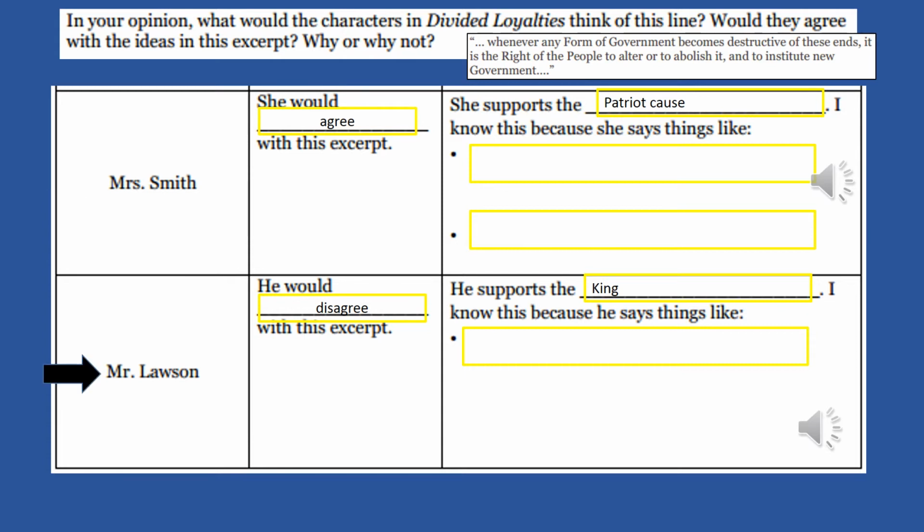Mr. Lawson. He would disagree with this excerpt. He supports the king. I know this because he said things like blank, and you would go back to the text where Mr. Lawson was in the Barton store, and you would find evidence to support this idea that he supports the king.